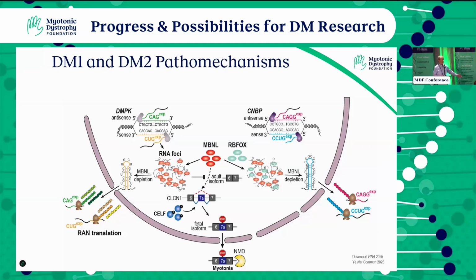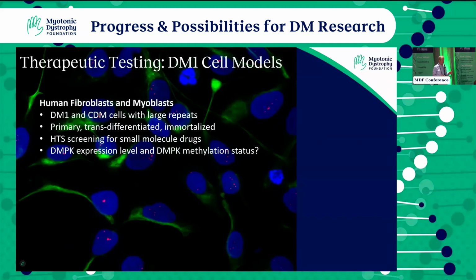Both of these, the DM1 side and the DM2 side, produce proteins which are likely toxic to cells at high enough levels. What those levels are remains to be established, again an area of future research. So, therapeutic testing: what do we use for models to try to move all the way through to the clinic? In IND studies, for instance, human fibroblasts and myoblasts have been extensively used, both DM1 and congenital myotonic dystrophy cells with large repeats. Primary cells are often used.